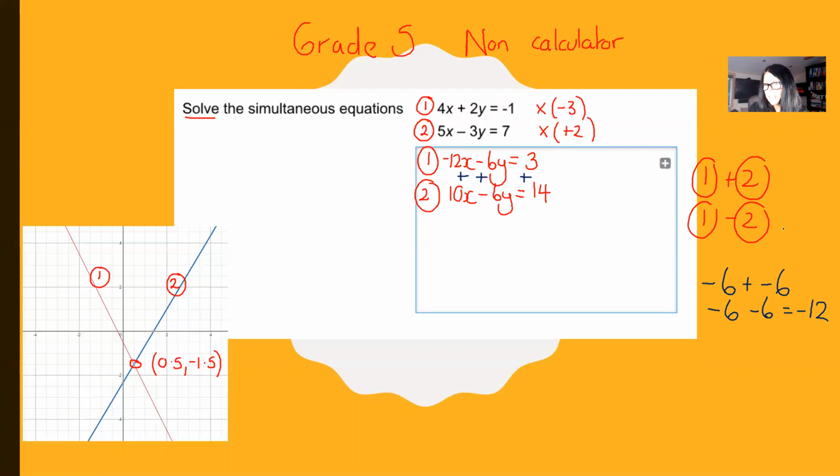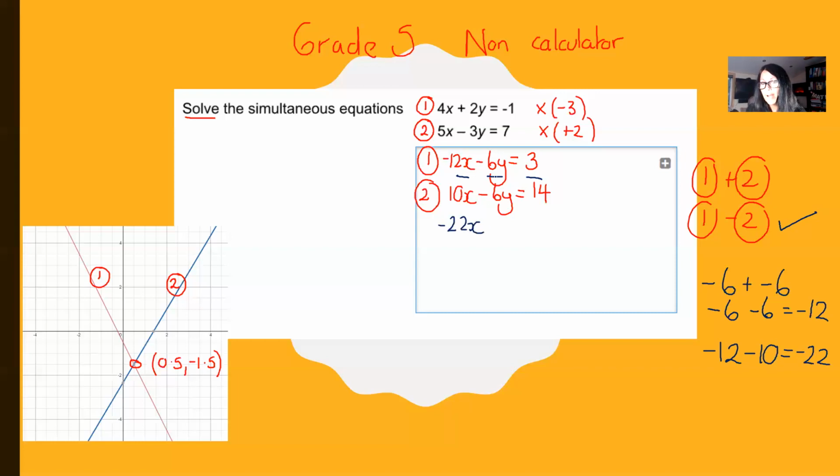So for these equations, we need to take them away. I'm going to rub out my little pluses because I don't want those anymore, and replace them with take away. So take away, take away, take away. -12x minus 10x: I'm taking away a positive 10, so I'm going to get more negative. So it's -22x.